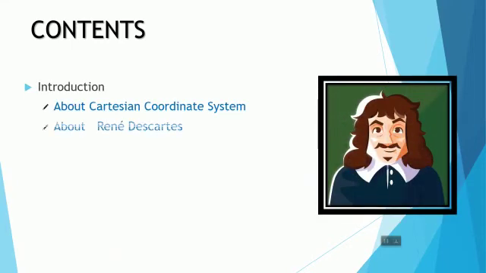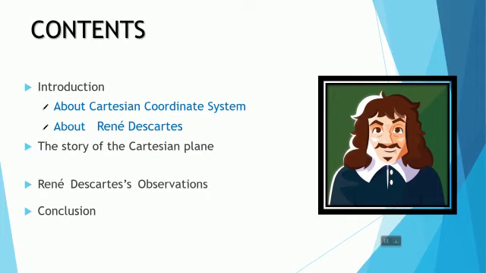First, we'll look into the introduction of the Cartesian coordinate system. Then we'll know something about Mr. Rene Descartes, who invented the Cartesian plane, the story that led to the invention, and Mr. Rene Descartes' observation. And finally, we have the conclusion.